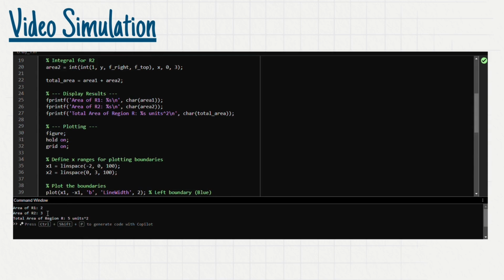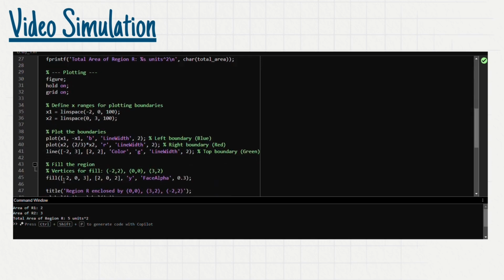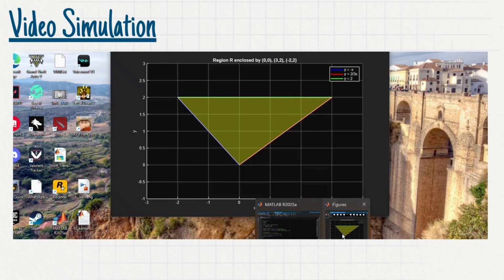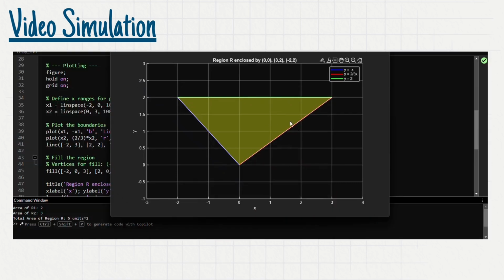The final part, to ensure our math matches the geometry, is that we plot the region. The fill command in line 43 is the most important visual aid because it shades the area between our calculated vertices in yellow with 30% transparency, allowing us to see that the area we integrated is exactly the triangle we intended to measure. So this is correct.